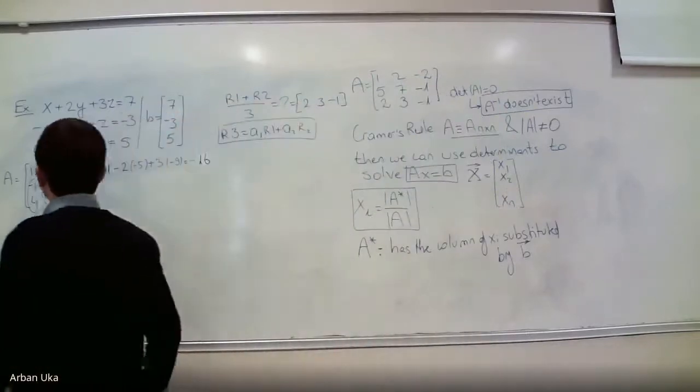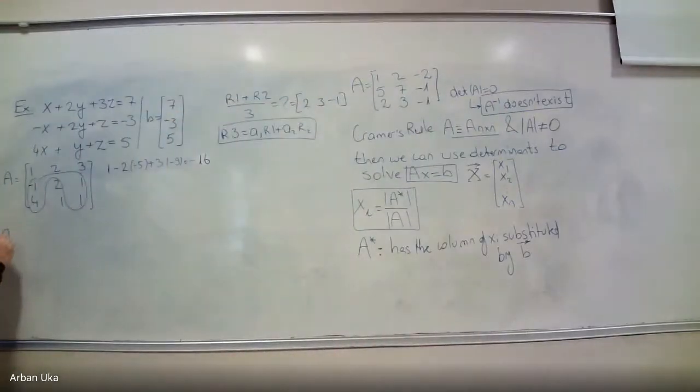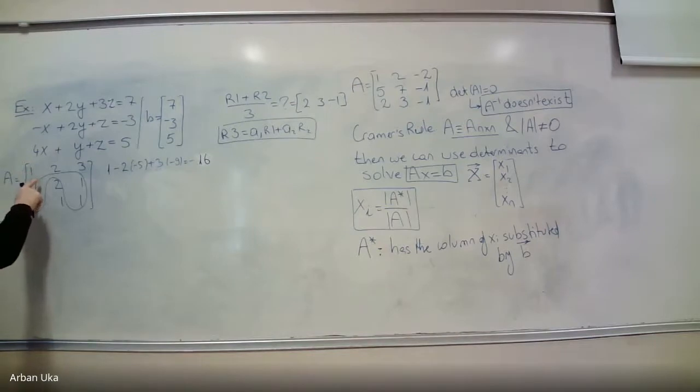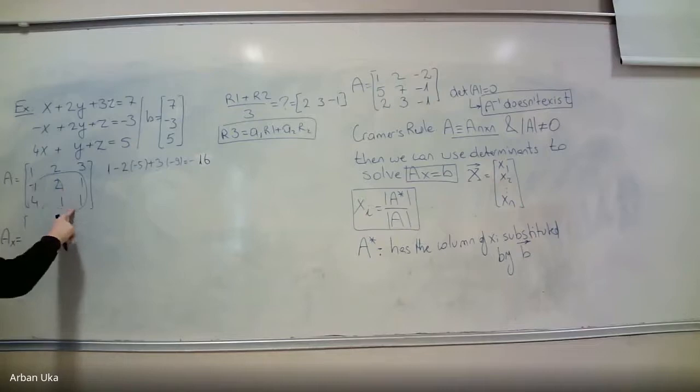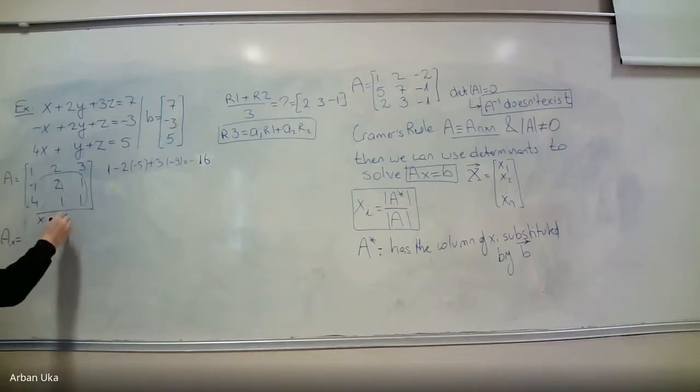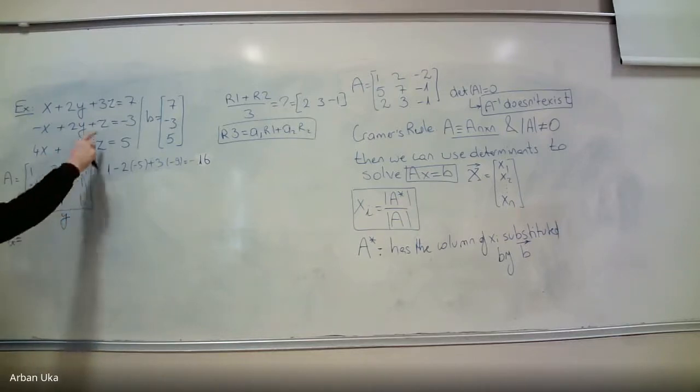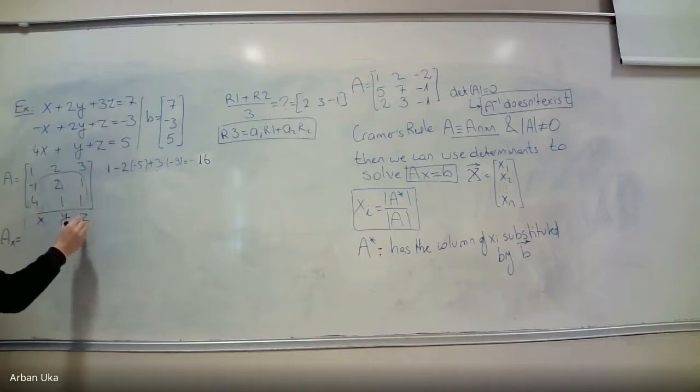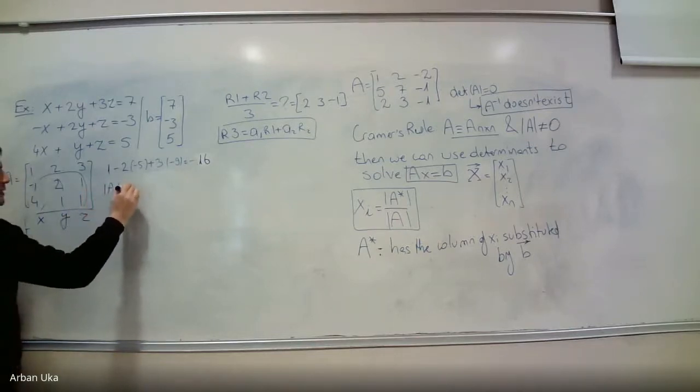Now let's consider the following. We need the modified matrix for x. In this coefficient matrix, the first column belongs to which variable? The first column belongs to x. The second column contains the coefficients of y, and the coefficients 3, 1, 1 are the coefficients of z. So let's first identify this, and by the way, the determinant is different from 0.